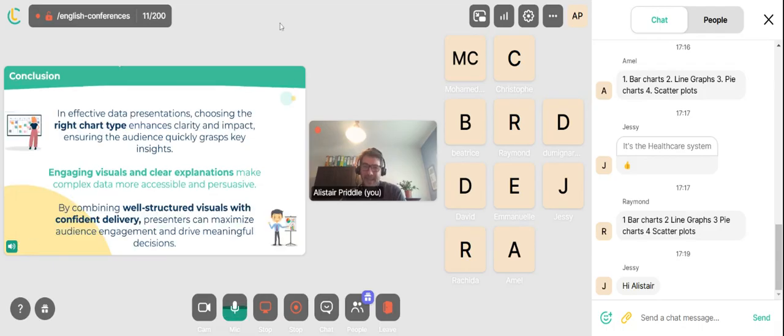Well guys, we're coming towards the end of our presentation on presentations today. So in effective data presentations, choosing the right chart type enhances clarity and impact, ensuring the audience quickly grasps key insights. Engaging visuals and clear explanations make complex data more accessible and persuasive. By combining well-structured visuals with confident delivery, presenters can maximize audience engagement and drive meaningful decisions. There we are. That is our conclusion.